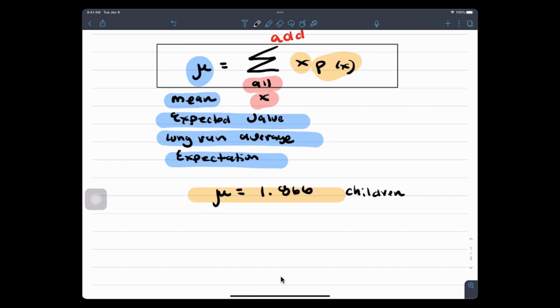Okay, you guys okay with that? You can find the mean, the average. Why do you guys think having children is so important? Why is having children important for a society?